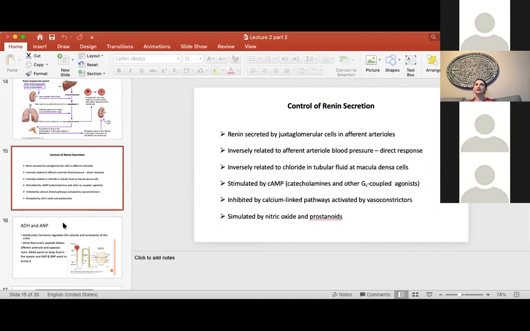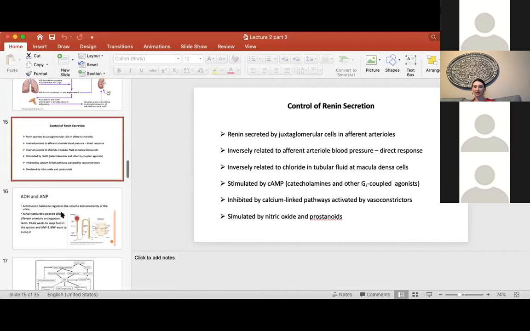Okay, and renin, again, it's released by the JG cells, and it's going to be inversely related to blood pressure and the chloride in the tubular fluid. It's going to be stimulated by cAMP and inhibited by calcium-linked pathways.